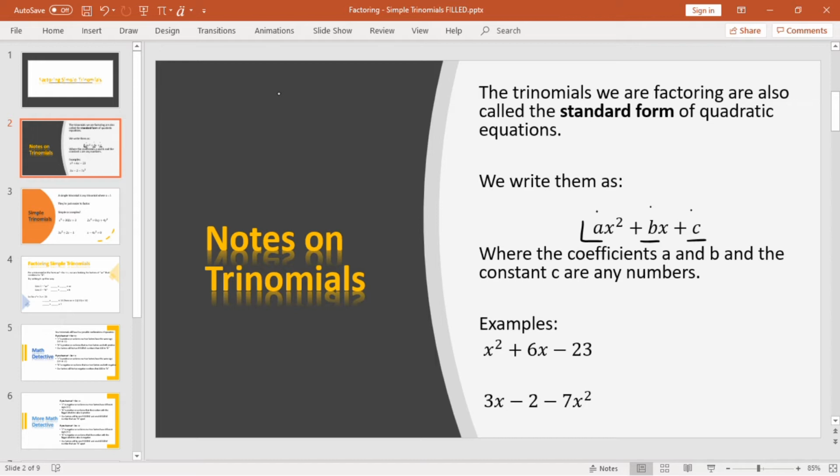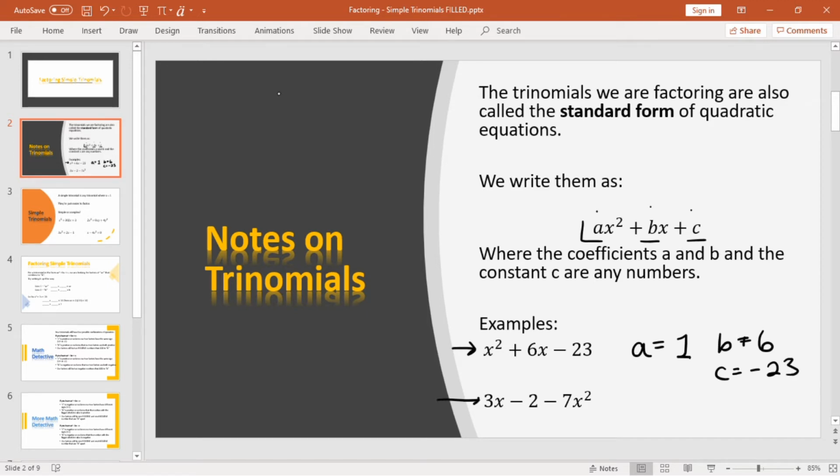So if you look at our examples, we have x squared plus 6x minus 23. So in that case, a always goes with x squared, and I can't see a number, so a is 1, which is important. And b is 6, and c equals -23.